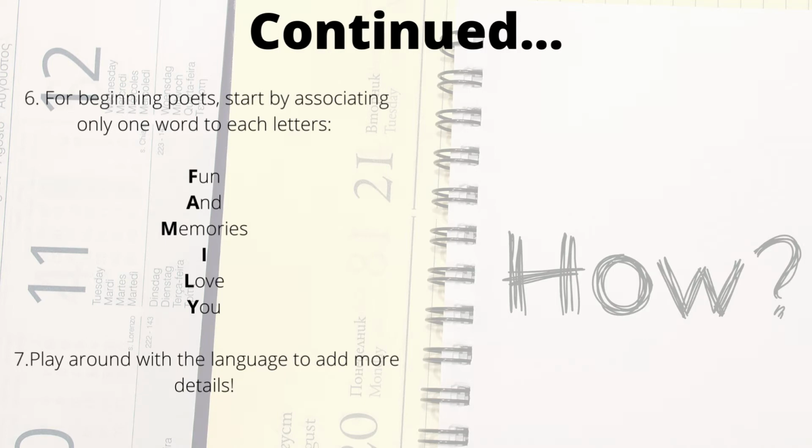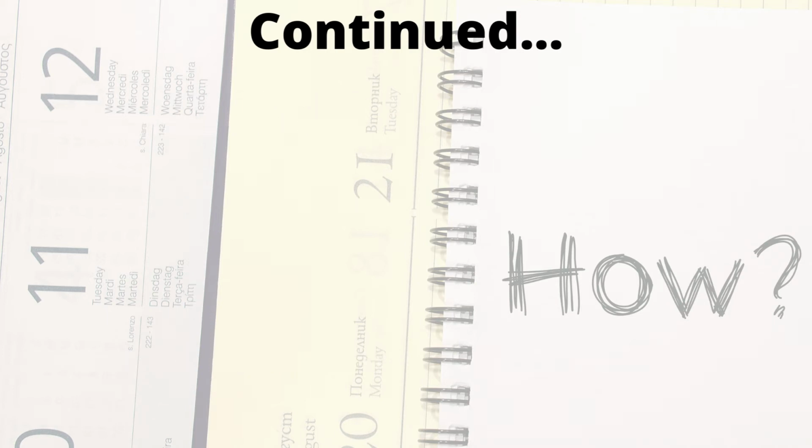Step number 7. Play around with the language to add more details to enhance the poem. Some poems are written in a way that the featured word is subtle, while others make it more pronounced by saying "A is for..." Stretch yourself out and write in a variety of ways. That's the best way that we can learn and hone our skills.